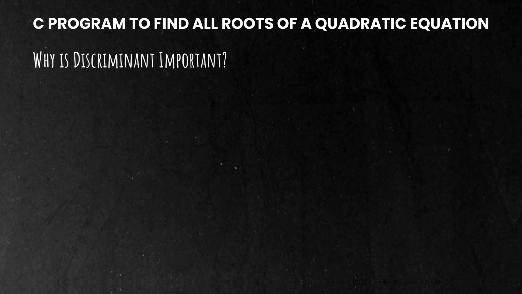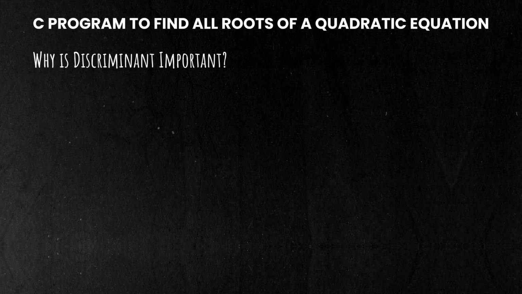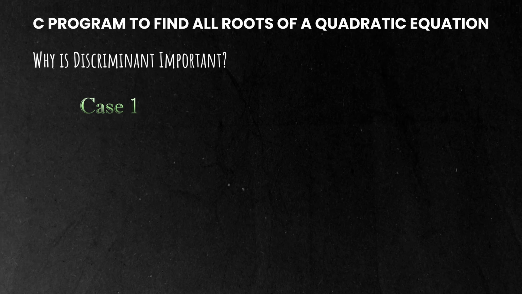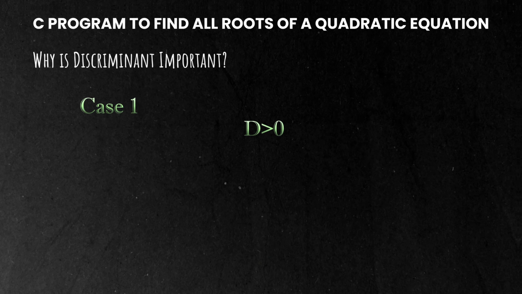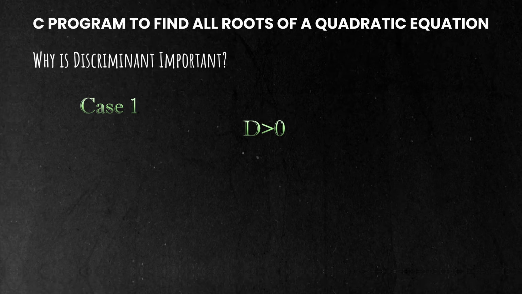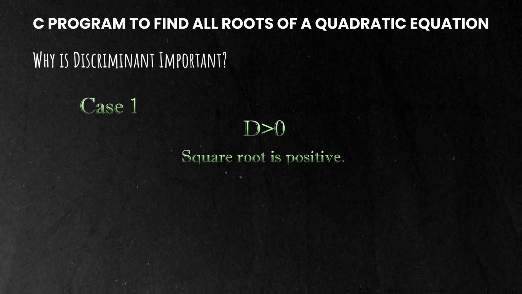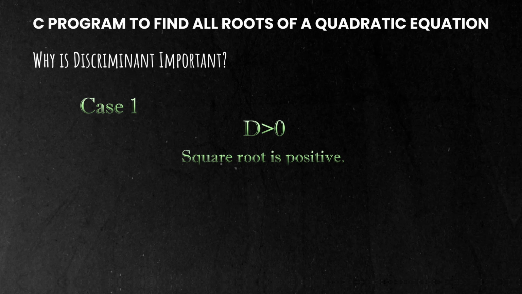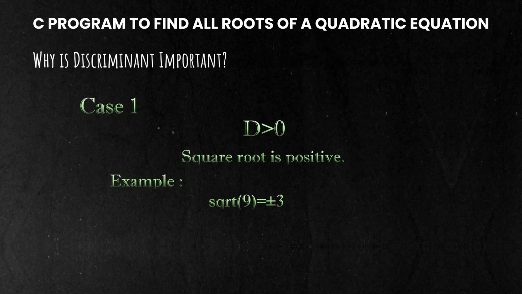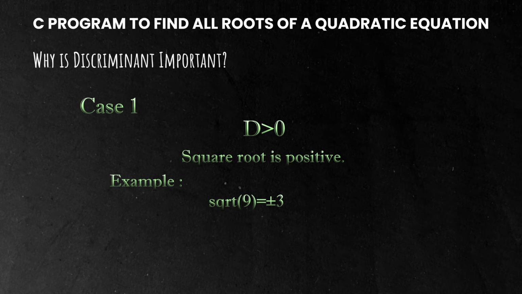Now let us discuss why the discriminant is important. There are three possibilities. Case 1: if the discriminant is greater than 0, that is d > 0, the square root is positive. Let us take an example like √9. √9 equals ±3, so two different real roots exist. One root is x = (-b + 3) / 2a, and the other root is x = (-b - 3) / 2a. Hence two distinct real roots are formed.